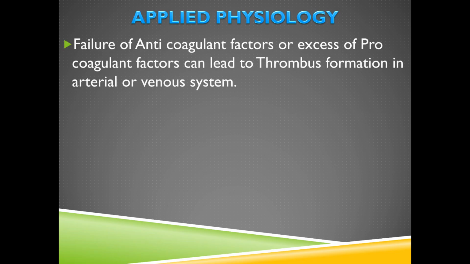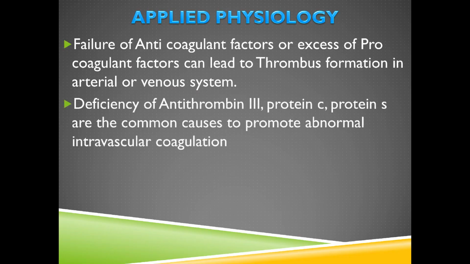And failure of anticoagulation factors leads to excess coagulation, which can lead to thrombus. Deficiency of antithrombin 3, protein C, and protein S are the common causes that promote intravascular coagulation; these are called the antithrombotic agents: antithrombin 3, protein C, and protein S. They help in the normal intact endothelium. They help in the blood remaining in a liquid or fluid state.